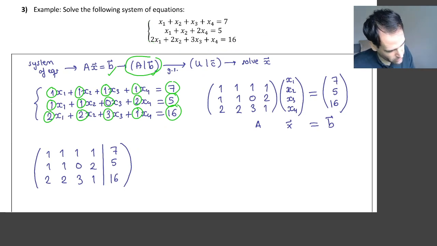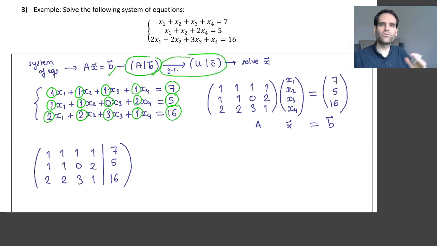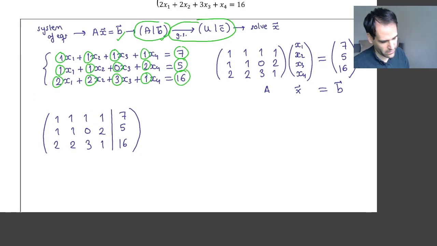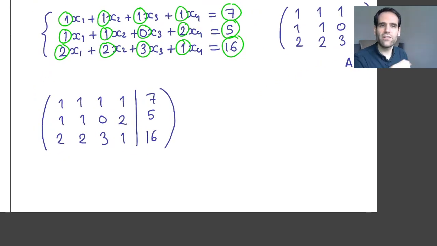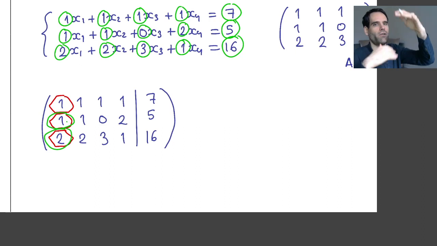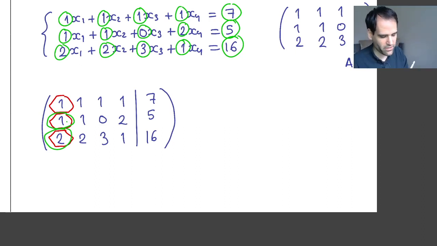Now the next thing we need to do is to perform Gaussian steps to bring this augmented matrix into row echelon form. Okay, so let's start. So first of all, what are the pivots here? The pivot is the first non-zero number in each row. So we have a pivot here, a pivot here, and a pivot here. So this is not in row echelon form because these pivots should be to the right of the pivots above. So we want zeros to appear there. We don't want those to be pivots.